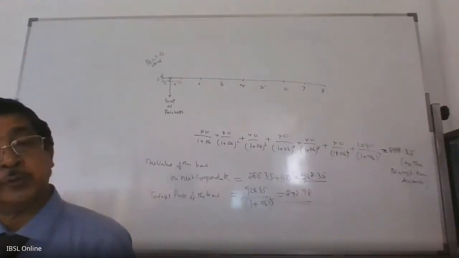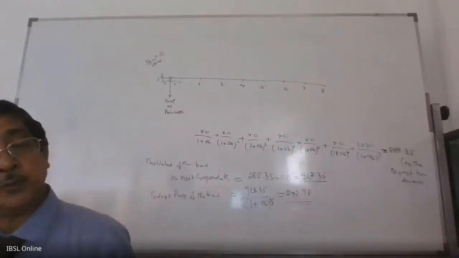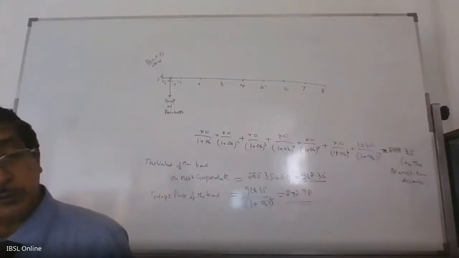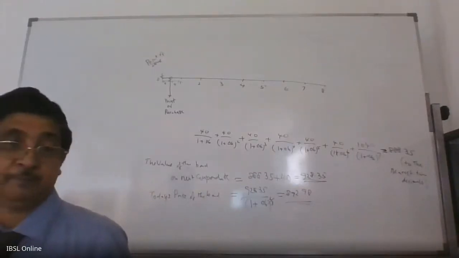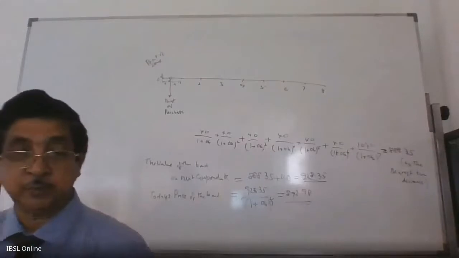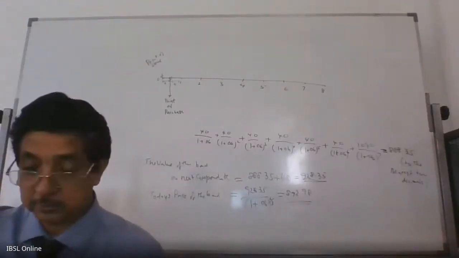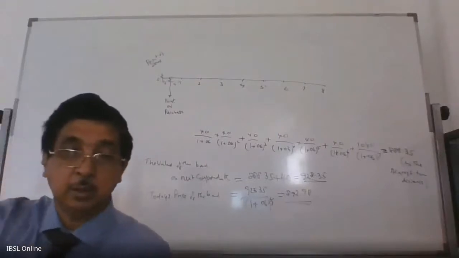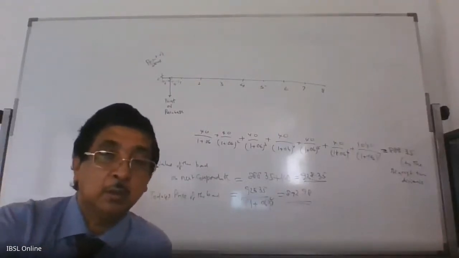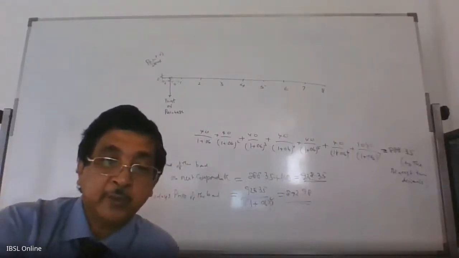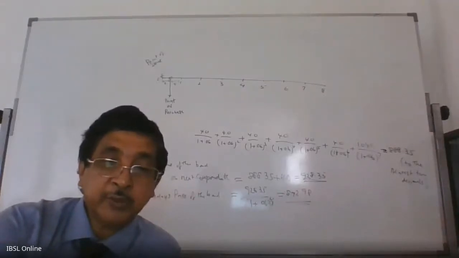Now, if you correctly draw the lines and just mark the particular points, then you can get a clear idea about how you can calculate the price of the bond. That is what I want to tell you. Right. Now we will go to the next one.